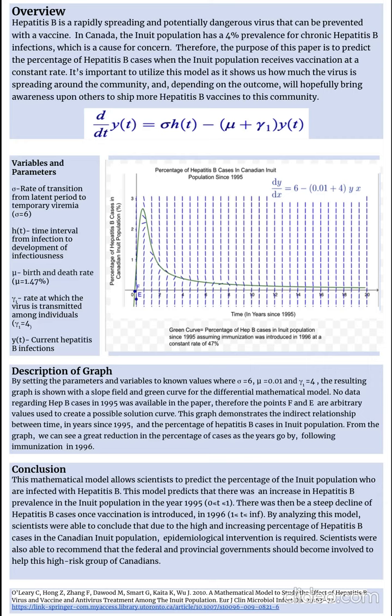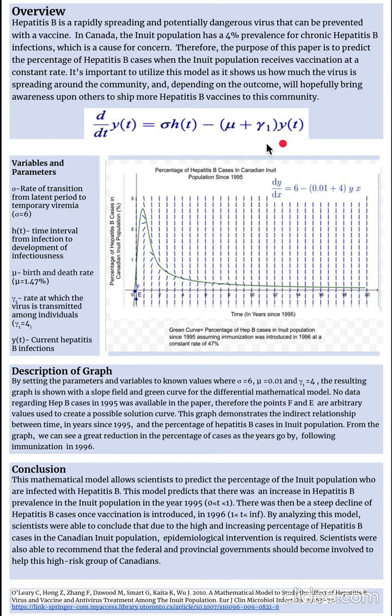And today I will be sharing with you what my group and I have been working on for our ACT. So throughout the semester, we have been working on analyzing this scientific paper, which was called A Mathematical Model to Study the Effect of the Hepatitis B Vaccine and Antivirus Treatment among the Canadian Inuit population.